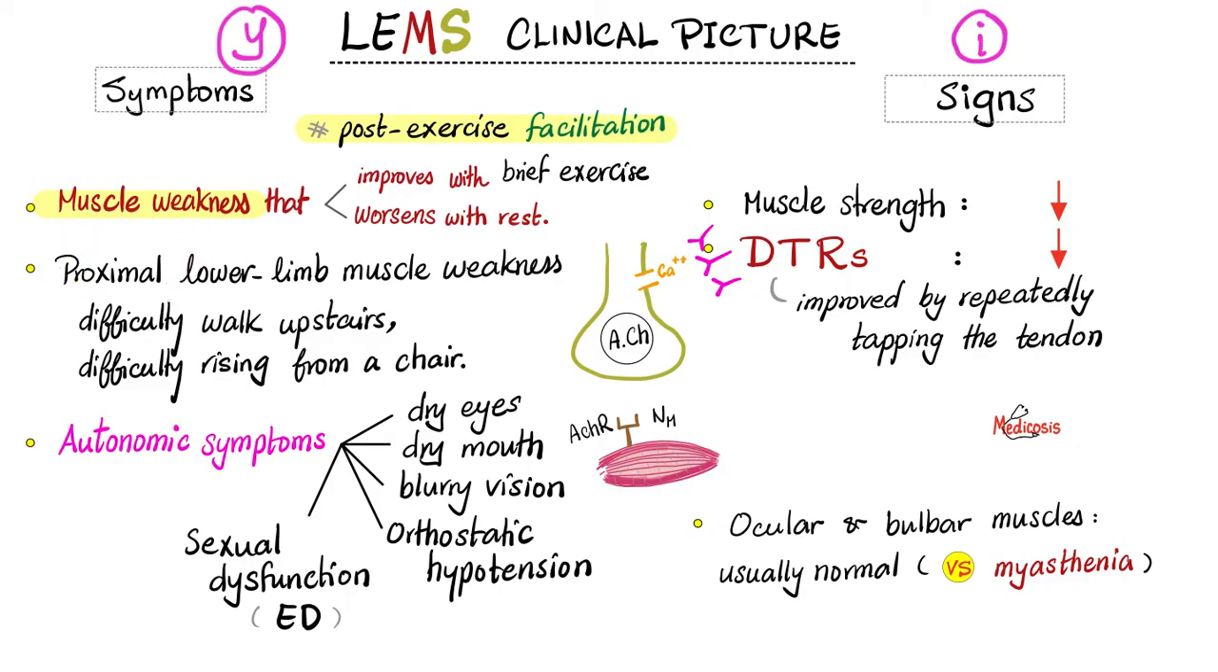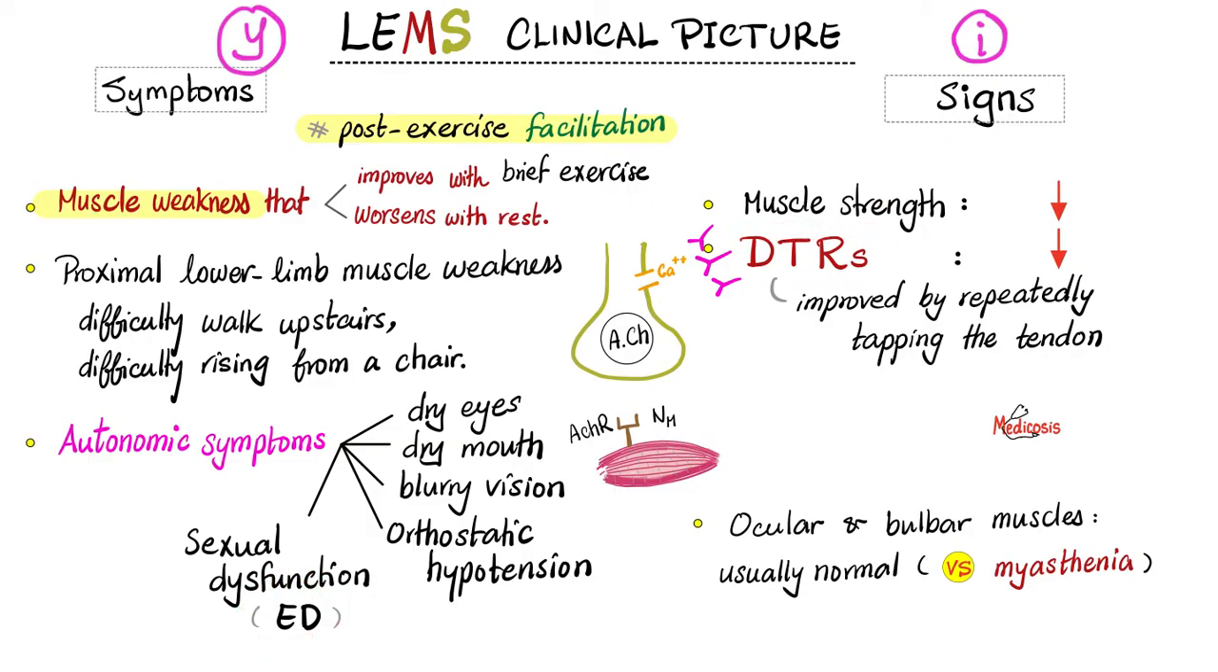Unlike myasthenia gravis, which did not have any autonomic symptoms, Lambert Eaton does have autonomic symptoms. What do I mean by this? Dry eyes, dry mouth, xerophthalmia and xerostomia respectively, blurry vision, orthostatic hypotension. If I were lying flat on bed and I suddenly stood up, I will get hypotension and tachycardia beyond a certain threshold, and this is called orthostatic hypotension. The word ortho means straight, upright. And Lambert Eaton is also associated with sexual dysfunction such as erectile dysfunction.